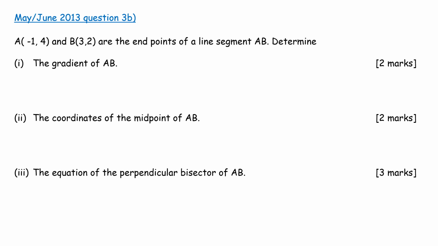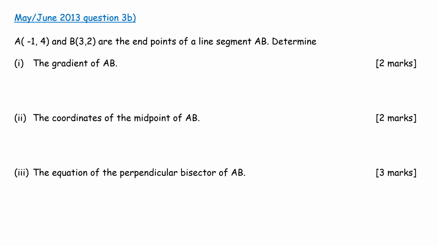Our first question is June 2013, question 3b. Here we're asked: A is (-1, 4), B is (3, 2). They are the endpoints of the line segment AB. Determine, for 2 marks, the gradient of AB. So the gradient, let's work that out.